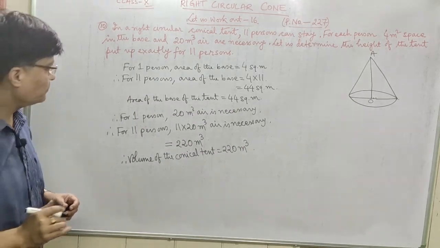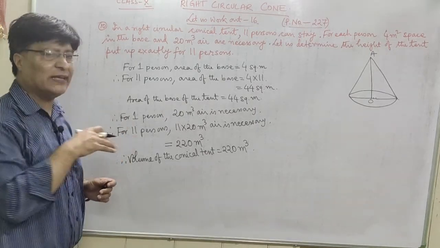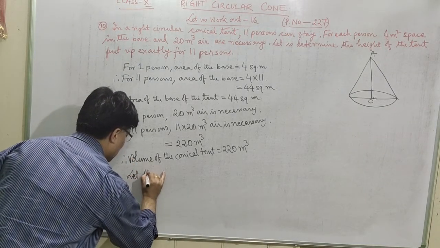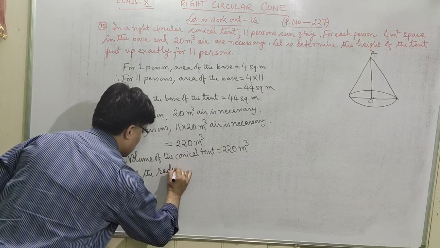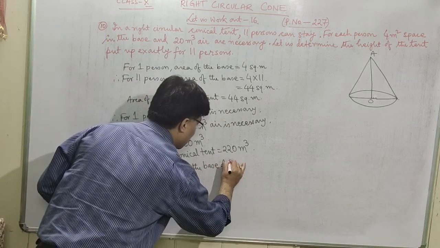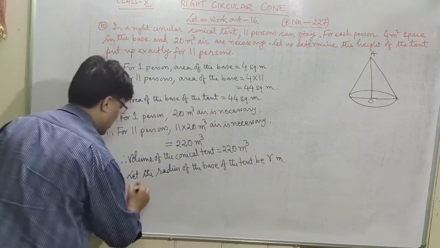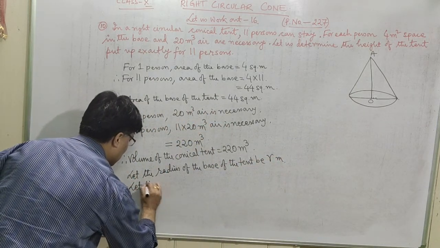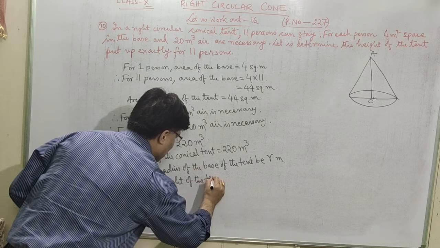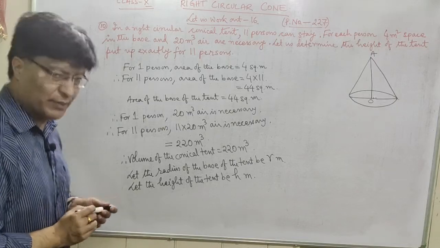So is that understood now? In this case, you have to find out the height of the tent that is put up exactly for 11 persons. So what is the height of the tent? Let the radius of the base of the tent be r meter. Then let the height of the tent be h meter.